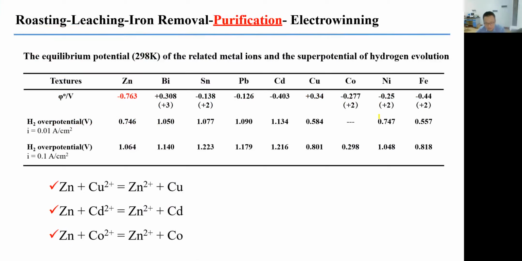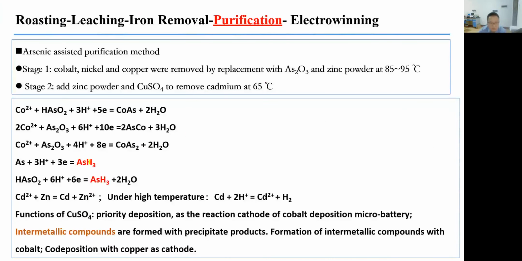And the purification has a very simple mechanism. Zinc powder is used to replace the other elements in the solution, so we get those products as filtration cakes, like copper, cadmium and cobalt. So this is purification, and there are some different technologies, like the arsenic assisted purification method. This is one of the most important applications of arsenic nowadays.